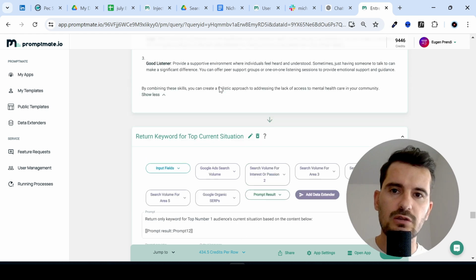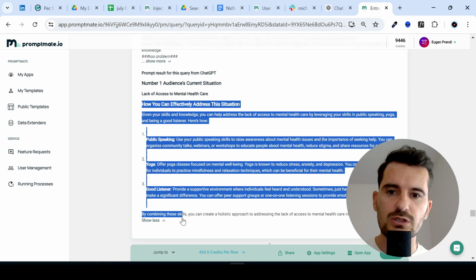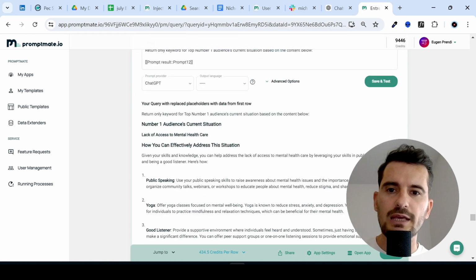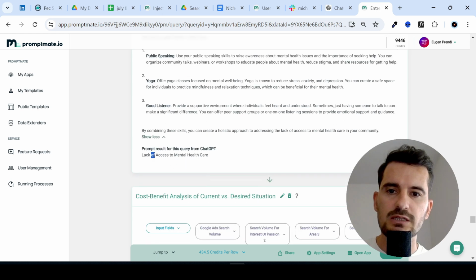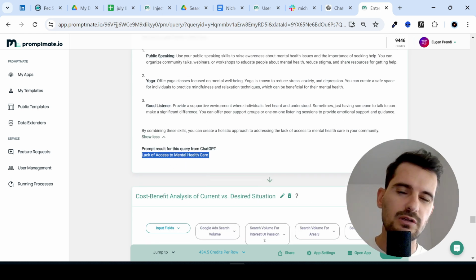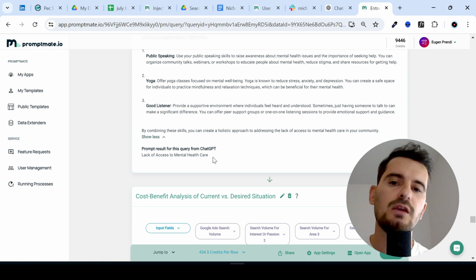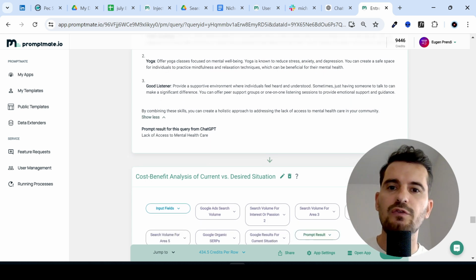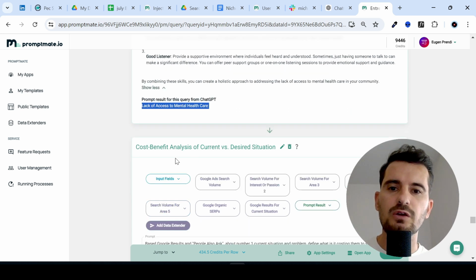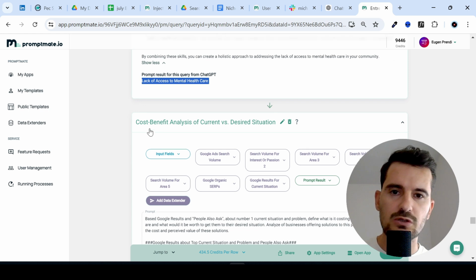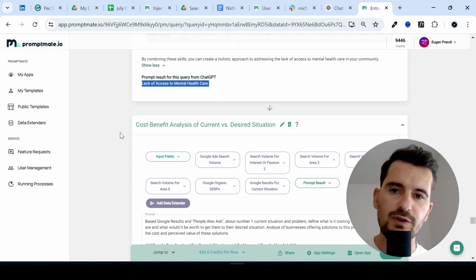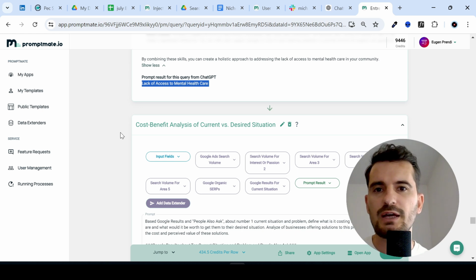The content below is actually the result of prompt 12, which is this one right here, right? And now it takes that and just gives us, let's say, the prompt result as if it was a long tail keyword. So, lack of access to mental health care. Now we go again on Google SERPs and Google search results to analyze the cost-benefit analysis of this current versus desired situation. So, lack of access to mental health care.